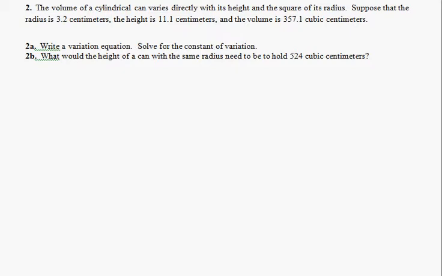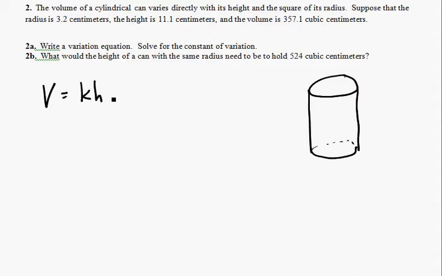Number 2 says the volume of a cylindrical can varies directly with its height and the square of its radius. So, first of all, a cylinder looks something like this. We have a cylindrical can. And it says that the volume of the cylinder varies directly with its height and the square of its radius. Another way of saying that is that the volume varies jointly with h and r squared. So here's another example of a joint variation. 2a is said to write a variation equation. That's what we've done here.